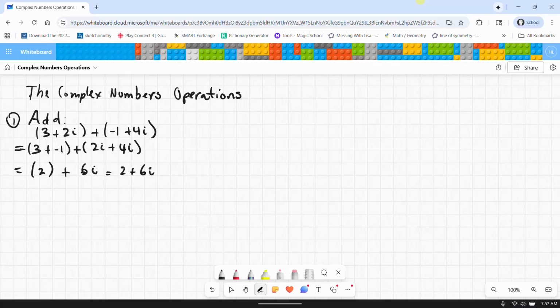So how do we subtract complex numbers? For example, we're going to have 5 plus 4i minus 7 minus 5i.